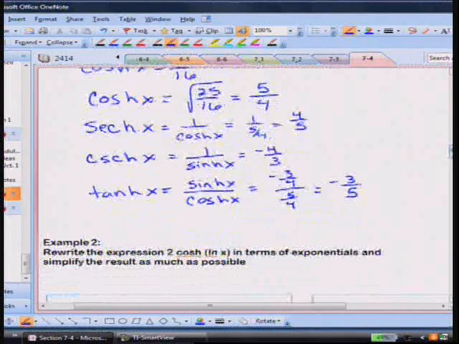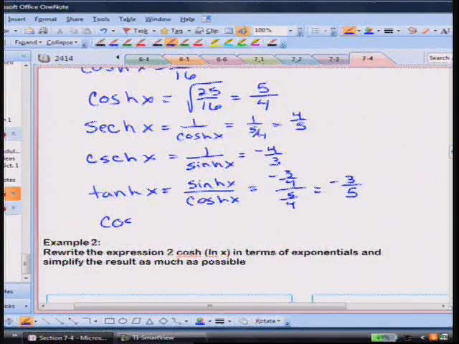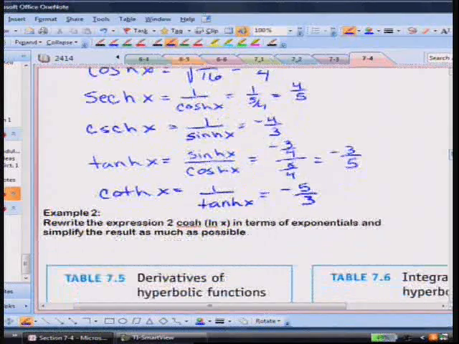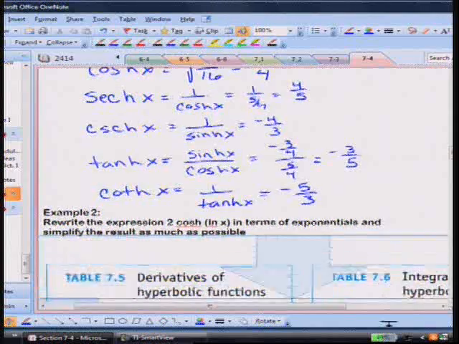And then your hyperbolic cotangent, sorry, is equal to the reciprocal of the tangent, which is equal to -5/3. Fun, easy, cool, right? Oh, don't worry, that won't last.